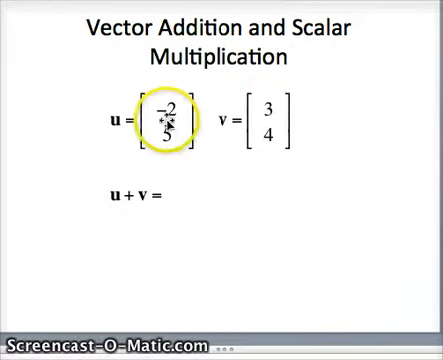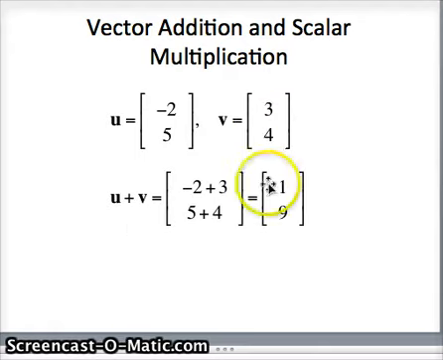So if you add them together, all you have to do is add the components. 2 blocks west followed by 3 blocks east would be a result of what? Of 1 block east. 5 north, 4 north would be a total of 9 north. But thinking of it this way, we just add the components. -2 plus 3 is 1, 5 plus 4 is 9. So the vector u plus v results in simply ⟨1, 9⟩.